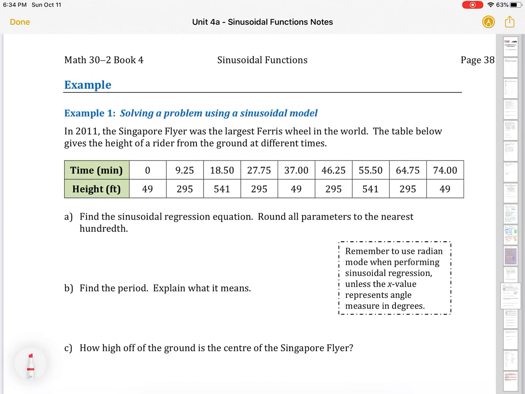So we've got an example here, and we're going to see how we use it. In 2001, the Singapore Flyer was the largest Ferris wheel in the world. The table below gives the height of a rider from the ground at different times. So we've got this familiar table of values. We're going to follow our instructions, and as you notice, they are at the back of this book as well, except now there's another selection for sinusoidal regression. This is on page 49 of this booklet.